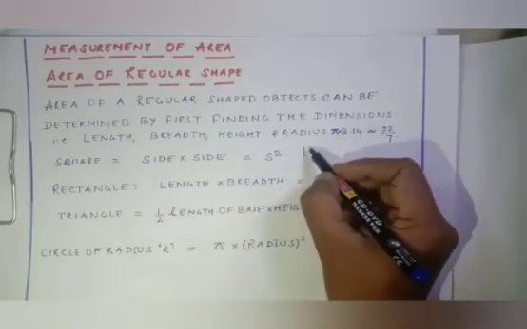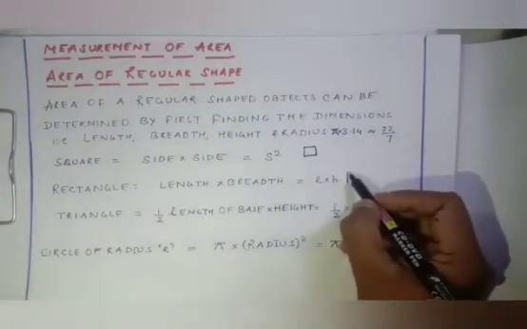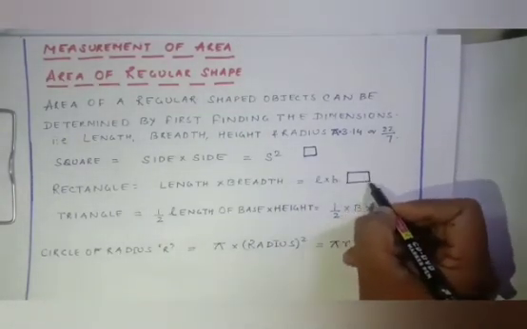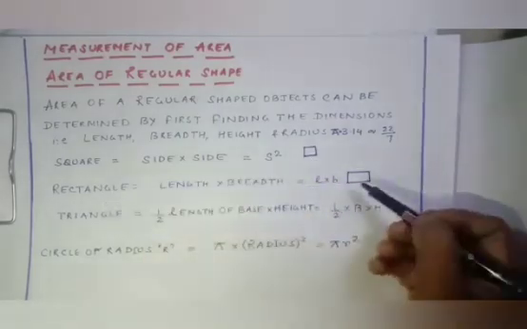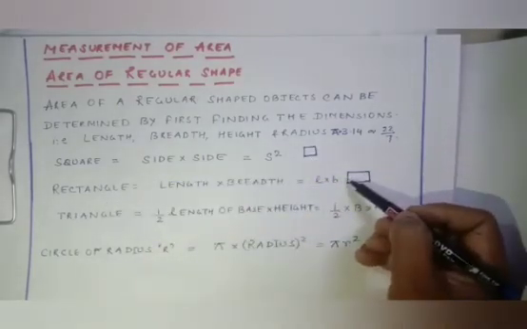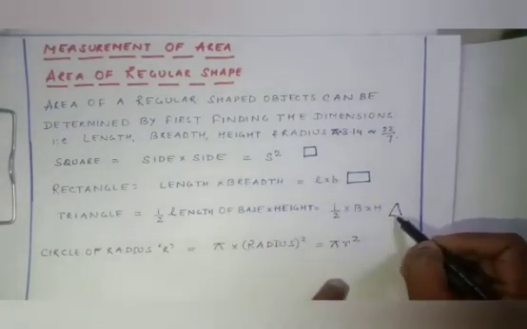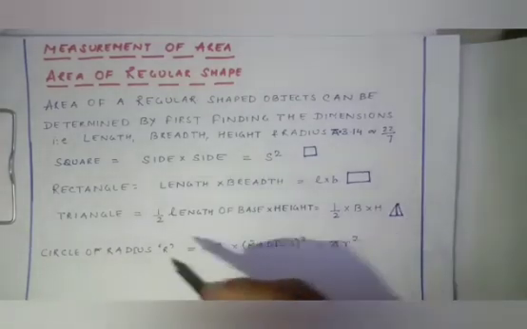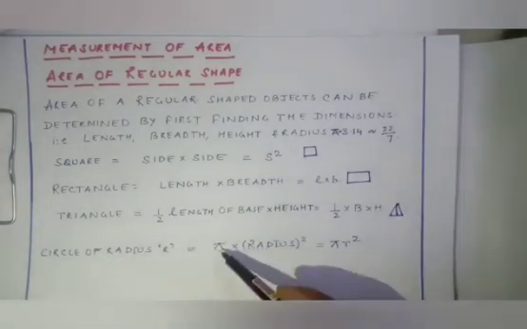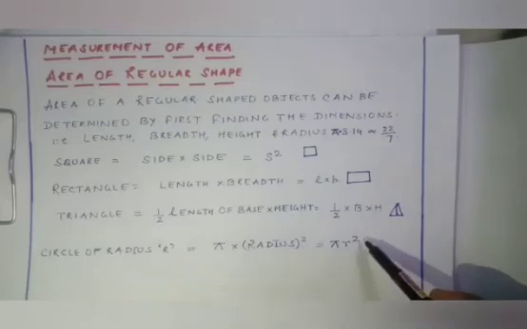Over here, square is like this. Rectangle, side into side. Rectangle, length into breadth. Triangle, half into base into height. And circle of radius r: area is equal to pi into radius square, which is pi r square.